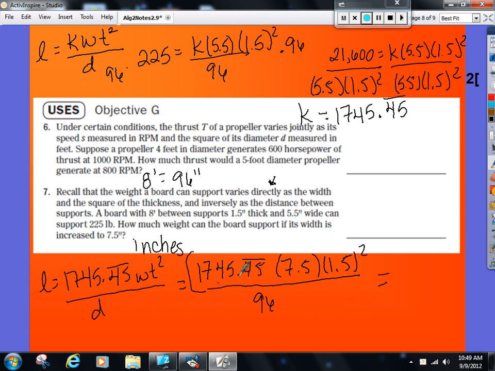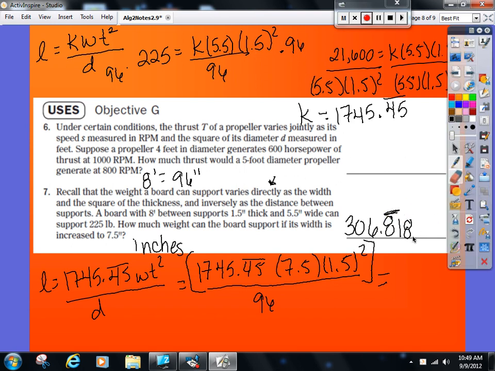Straight calculator problem. Be careful. Don't let your calculator get you down. You need to know how to type this in. My K value is already in my calculator, so now I'm taking it times 7.5 times 1.5 squared. I will hit enter before I hit divide by 96. And I get, I'm so smart, 306.8, and it was actually 18, and that looks like it's repeating. So 81 was repeating there. And what are we talking about? We were talking about L, and if you recall, I got that from pounds.